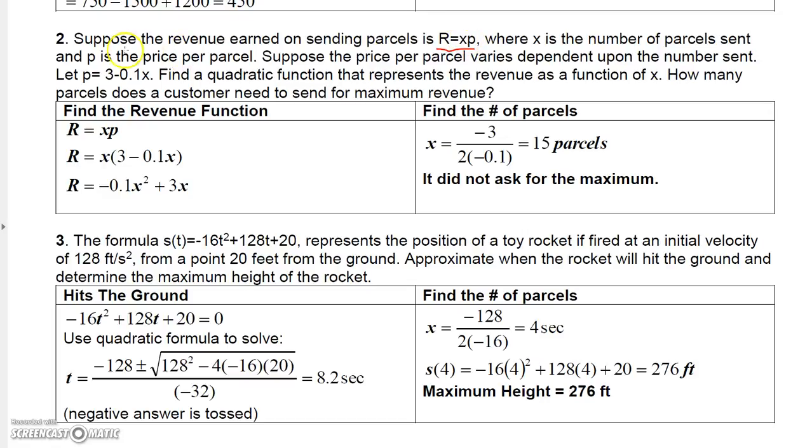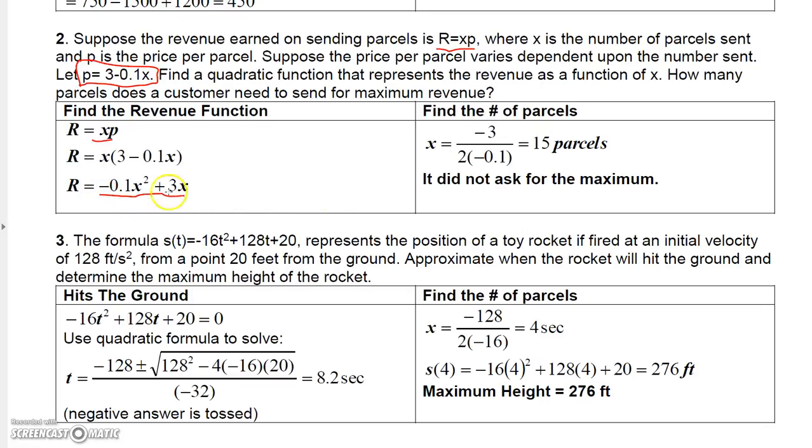But sometimes the price depends on the number of items that you sell. So here we actually have a function, a price function, that depends upon x, the number of items sold. So in order to calculate this revenue function, we actually need to replace this p with 3 minus 0.1x. So that way we get a revenue function in just terms of x. So x times 3 minus 0.1x would give me 3x minus 0.1x squared. Or if we turn that around, minus 0.1x squared plus 3x.